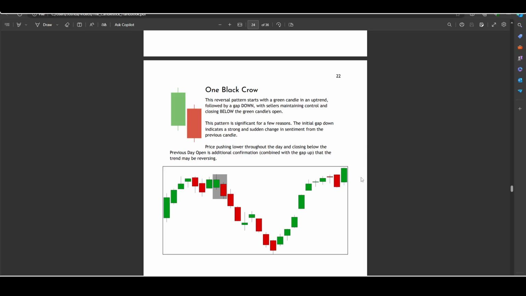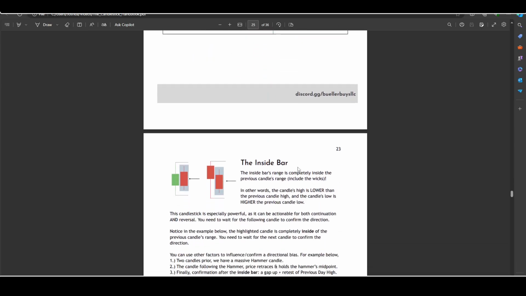And then the opposite, the one black crow. This reversal pattern starts with a green candle in an uptrend, followed by a gap down, with sellers maintaining control and closing below the green candle's open. This pattern is significant for a few reasons. The initial gap down indicates a strong and sudden change in sentiment from the previous candle. Price pushing lower throughout the day and closing below the previous day's open is additional confirmation, combined with the gap down, that the trend may be reversing. Again, just kind of seeing the opposite.